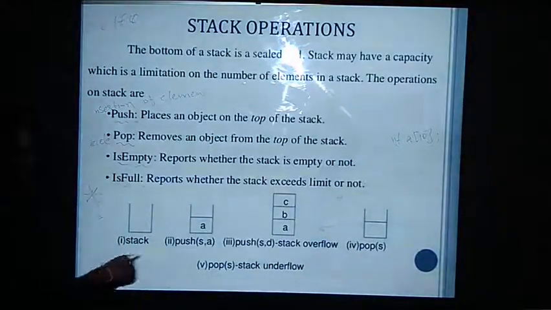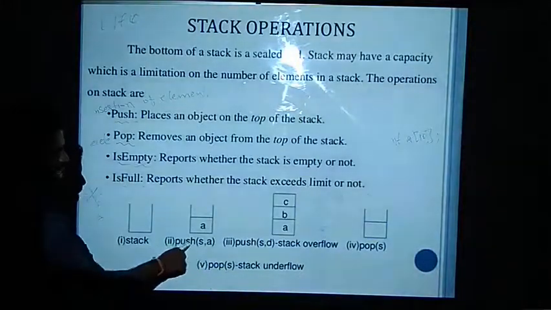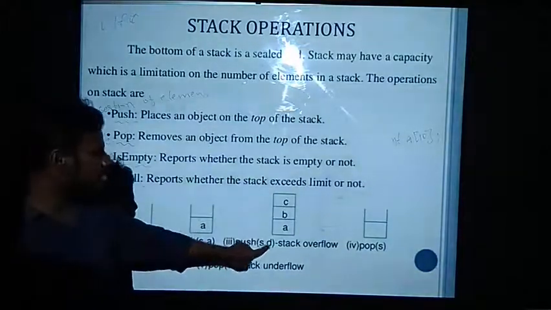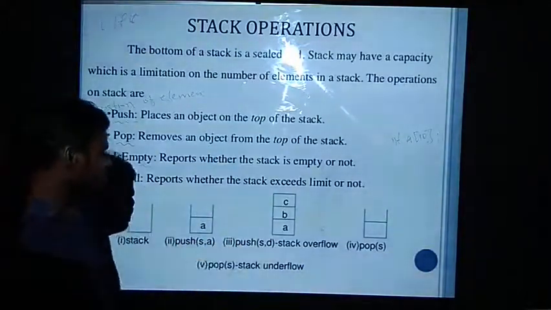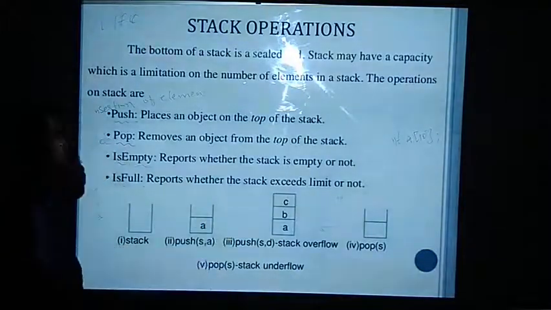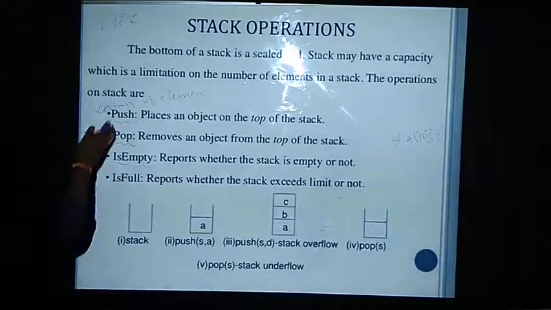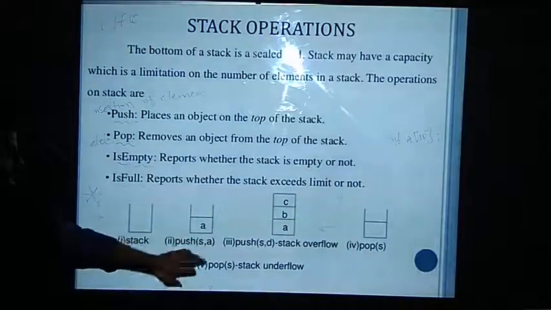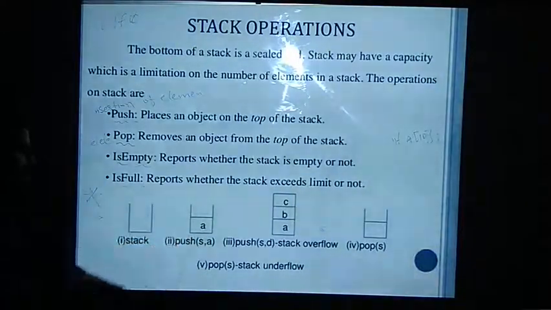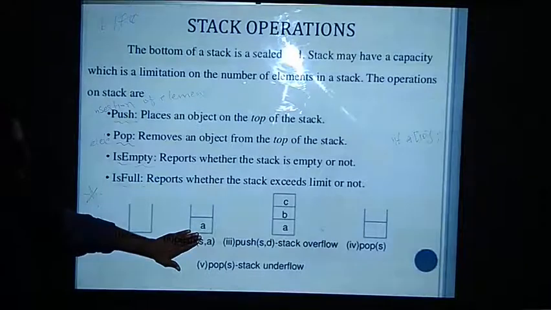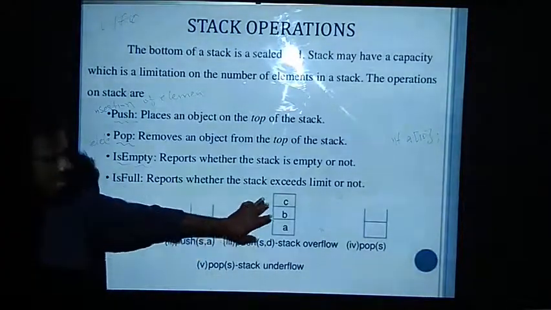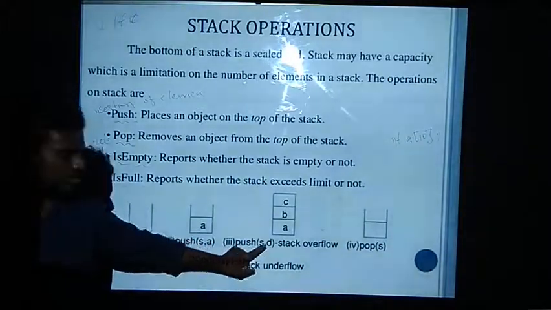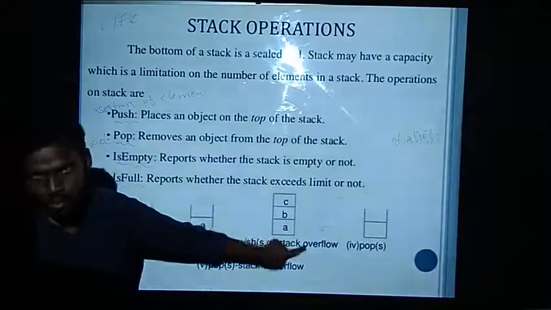Stack push: S is your stack, push A onto your stack. So I have inserted A, push B. Leave that aside, we will discuss them later, but try to understand the operations. Push, pop, isEmpty, isFull. See here, they have inserted A like this with the push operation. After insertion of these 3 elements, if the stack's size is 3 and they try to insert D, then we will throw an error message called stack overflow.